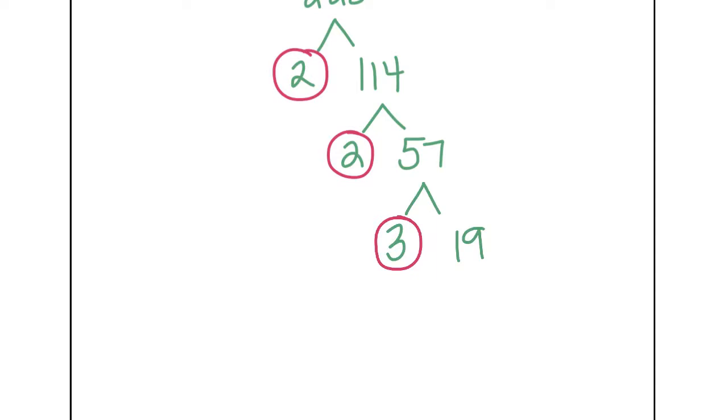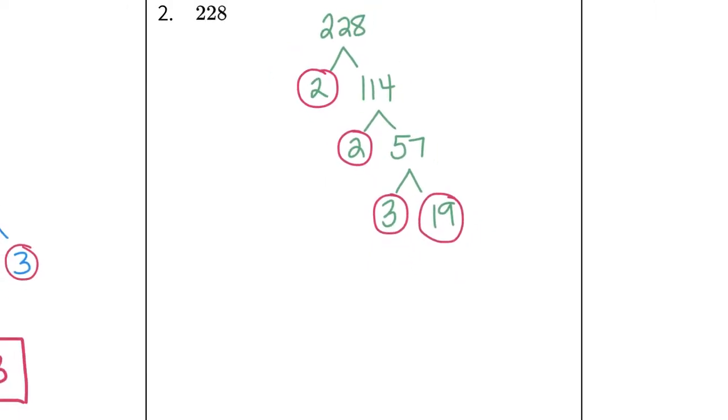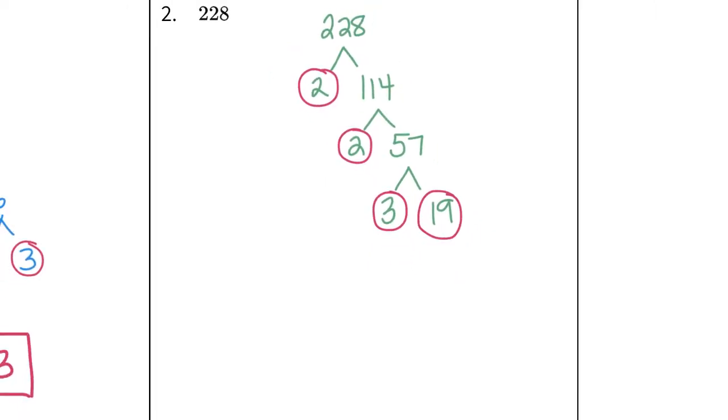So I actually wasn't sure. Remember that when you're home, you're allowed to use anything. So I actually Googled this, and I just typed in, is 19 a prime number? And it told me yes. So that means that 19, I cannot split it up anymore. 19 is a prime number. So all those circled numbers make up my prime factorization of 228, which would be 2 times 2 times 3 times 19.